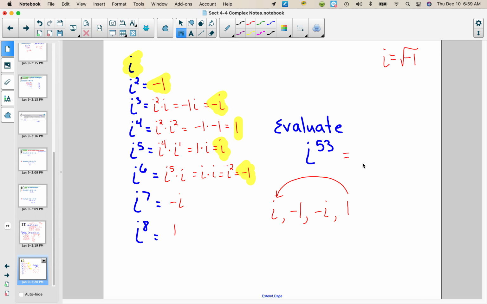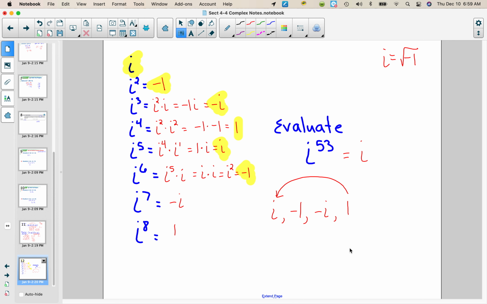I'll tell you the answer. So this one is going to be i, but I'm not going to tell you why. See if you can figure that out, how I know that, using this pattern. And I didn't have to go through i to the 1st, 2nd, 3rd, 4th, 5th, 6th, 7th, 8th, 9th, 10, 11, 12, 13, 14, 15. I didn't keep counting all the way up to 53, although you could.